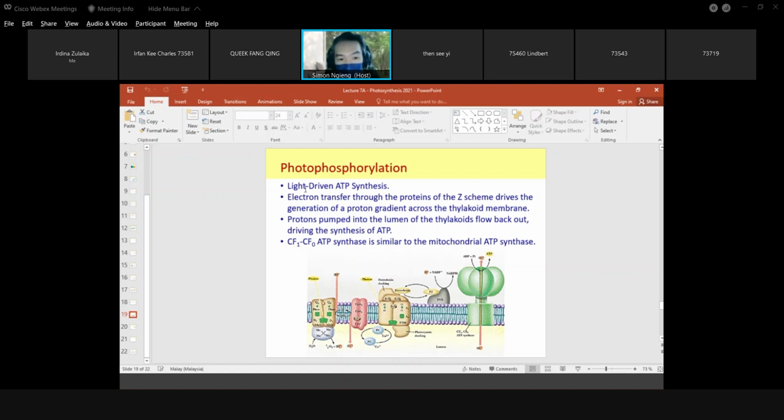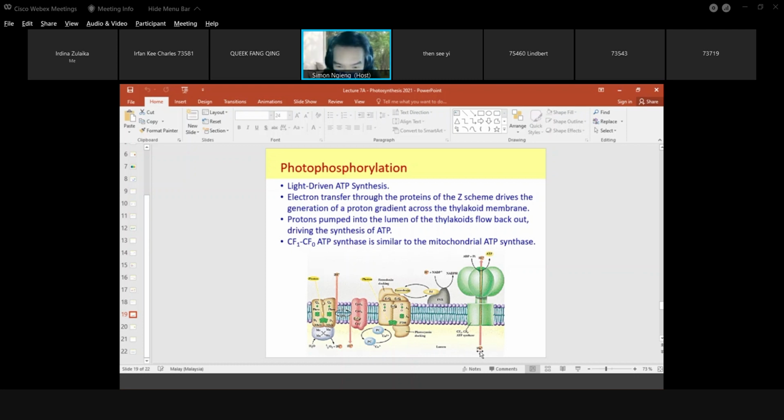As electrons move, this is a light-driven ATP synthesis because you need light. You need light to power the electron transport to actually cause the accumulation of hydrogen inside there. So electron transfer through the proteins of the Z scheme, this one on top, generates a proton gradient across the thylakoid membrane. Of course, you cannot keep on increasing this without releasing the stress.